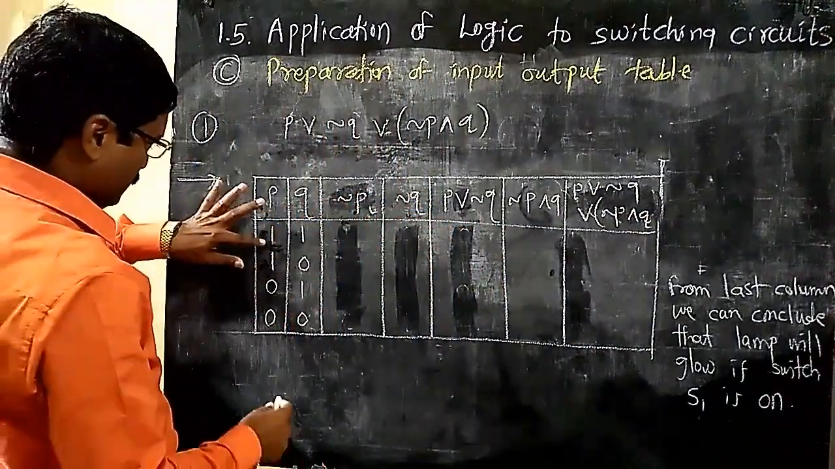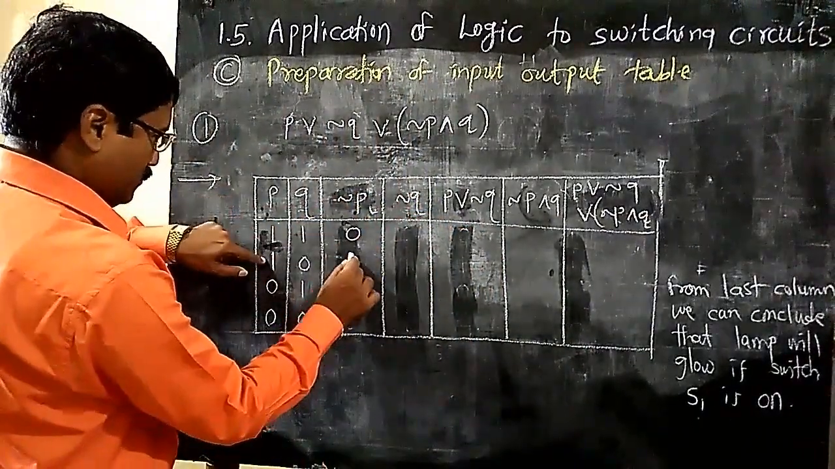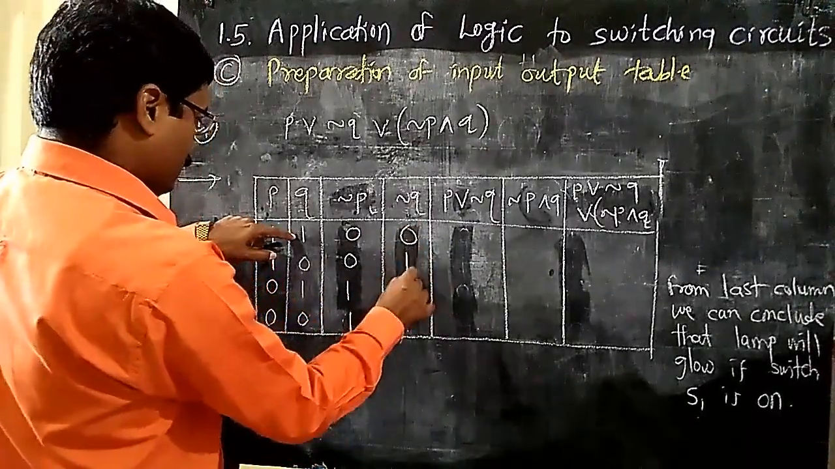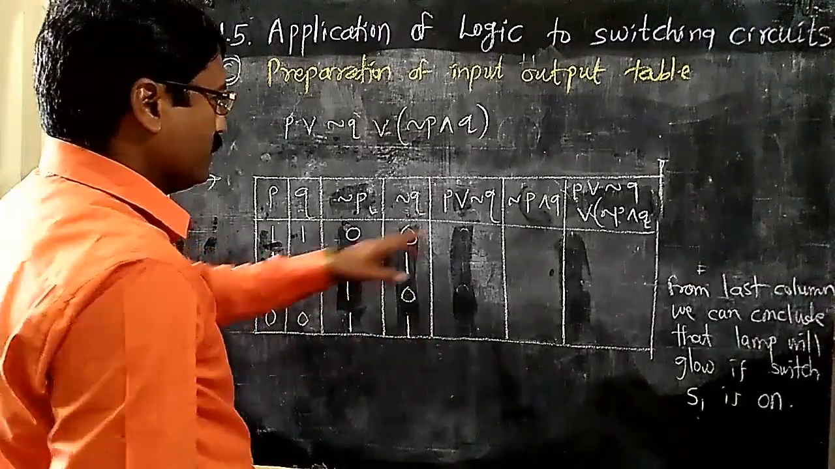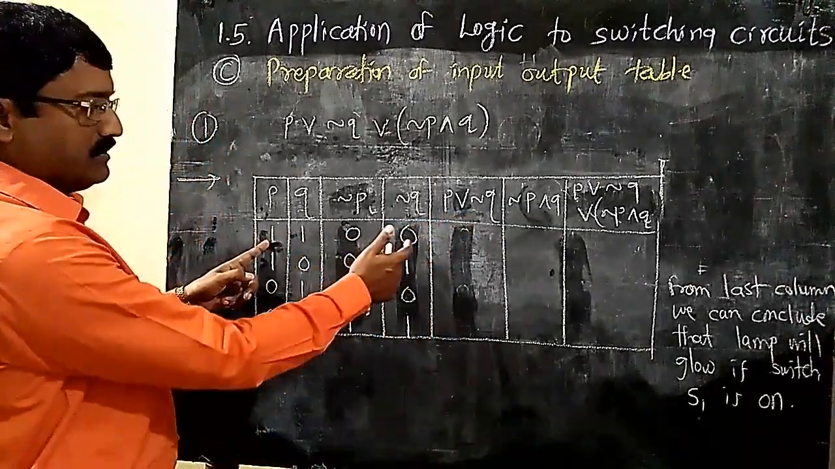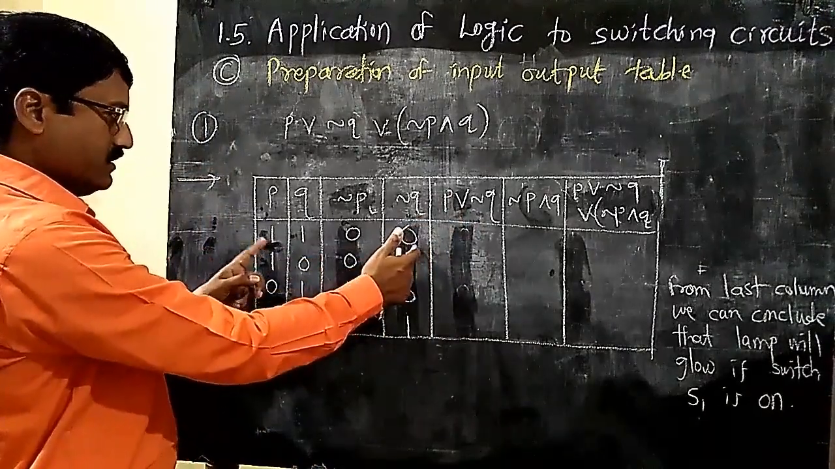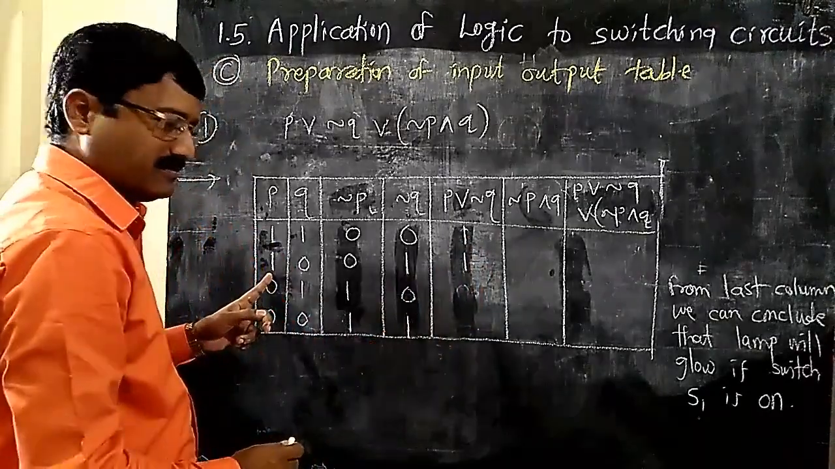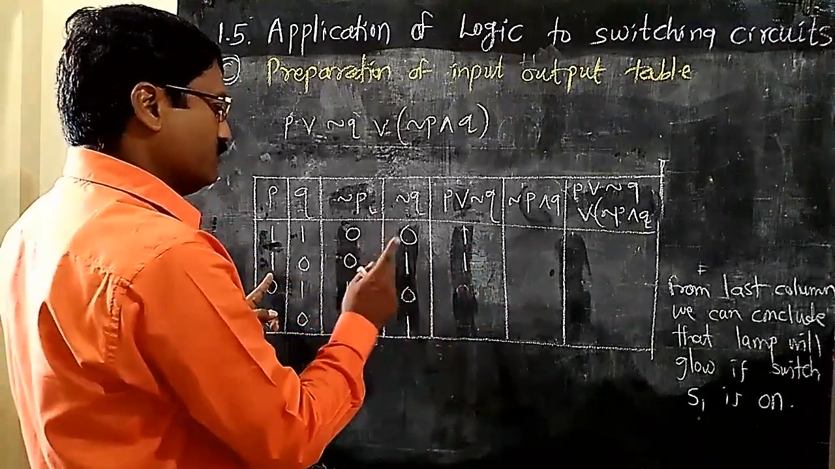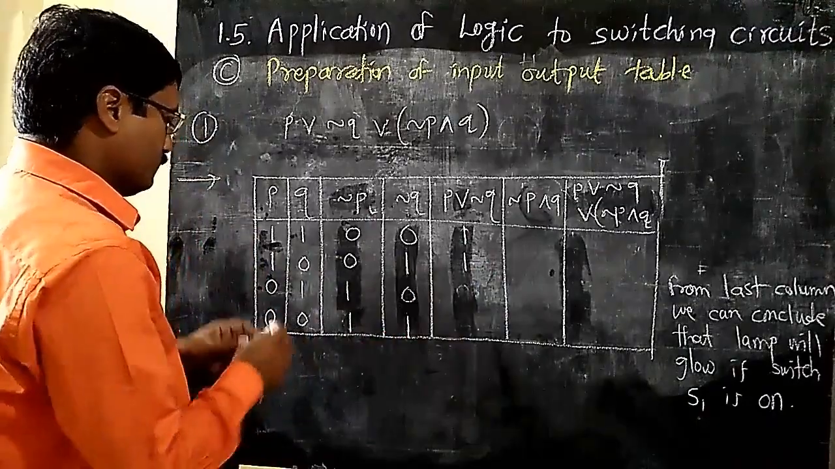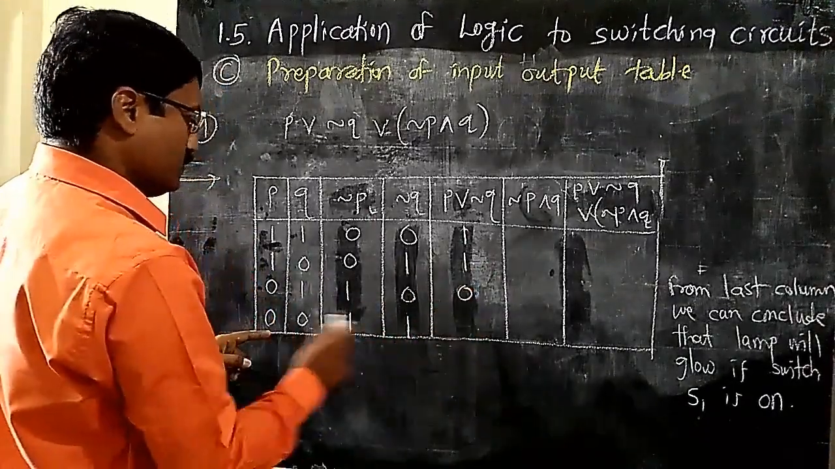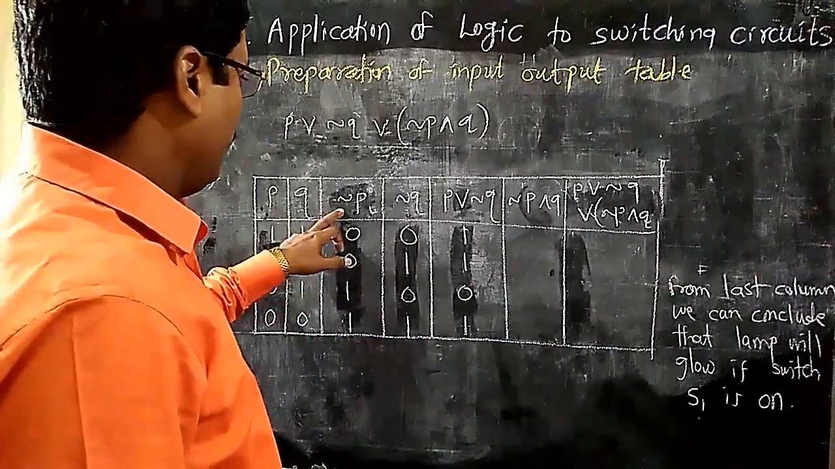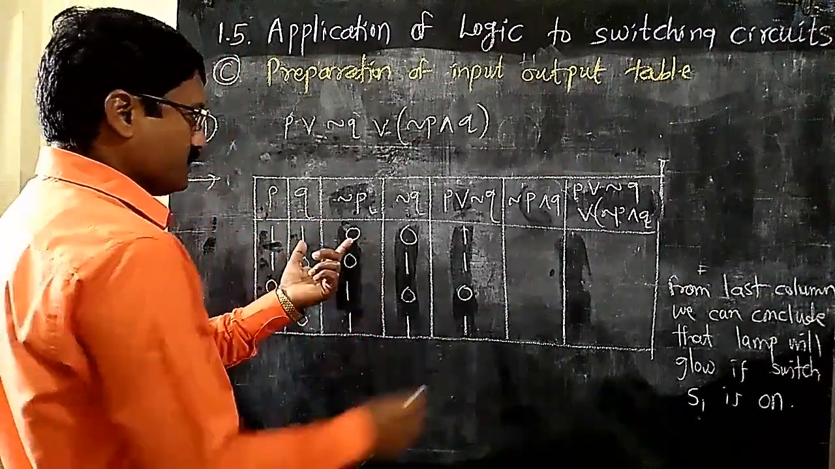Negation P means the opposite of this: 0, 0, 1, 1. Negation Q means 0, 1, 0, 1. P or negation Q: or means addition. So 1 plus 0 is 1, 1 plus 1 is 1, not 2. Addition of 1 and 1 is 2, but we will take 1 here. So 0 plus 0 is 0, 0 plus 1 is 1. Then negation P and Q. Conjunction of these two. Conjunction means multiplication.